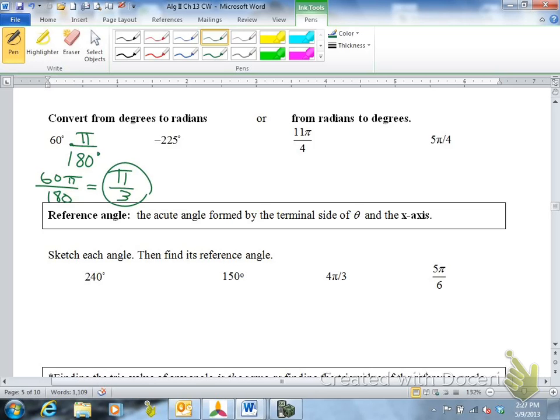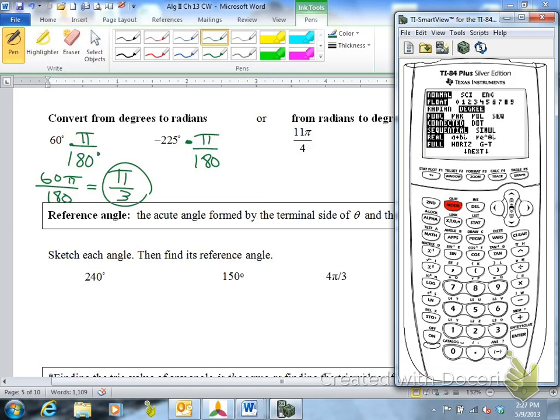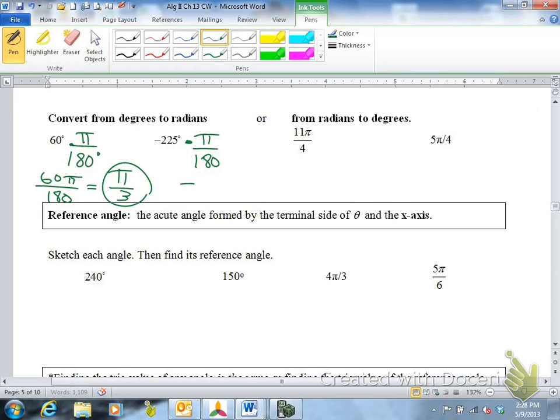Then you could do the same thing on the next one. You'd multiply by pi over 180. If you need to, you can use your calculator. They're both divisible by 45, so you could divide by 45. But if you didn't know that, you'd have negative 225 divided by 180, which would give you a fraction. So you could write your answer as negative 1.25 pi. If you actually divide by 45, you get negative 5 pi over 4. So either answer is appropriate for this.